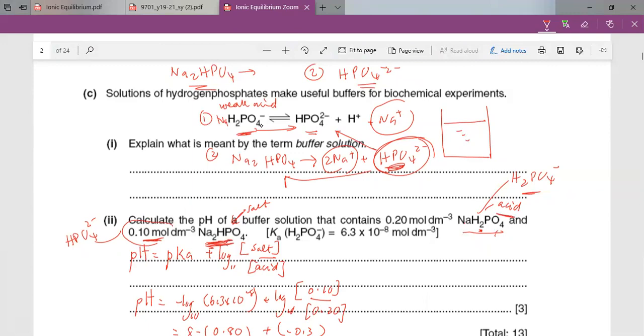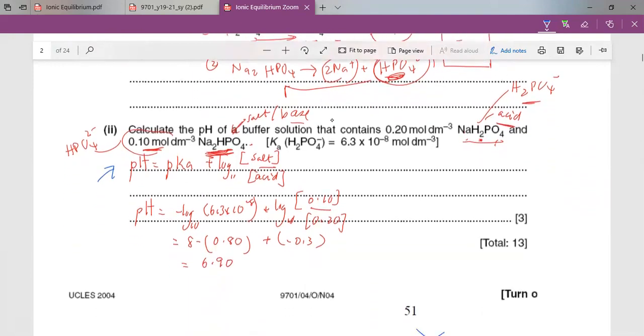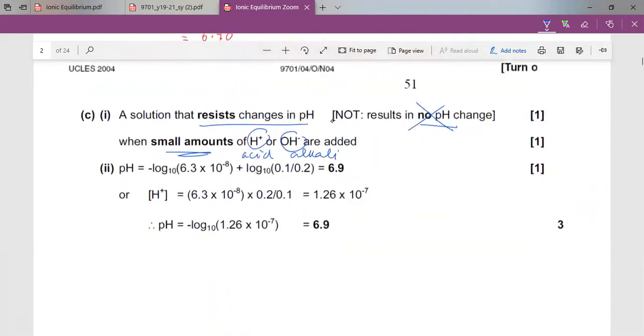Remember, we calculate the pH of the buffer solution. This is the concentration of the acid and the concentration of the salt, or I can say the base, up to you. I'm using blue color. So it's all mathematics now. The formula is pH of the buffer equals pKa plus log of salt over acid. Once you identify which is the acid and which is the salt, it's very simple. Put in the salt, 0.1, over the acid, and voila, the answer is 6.90.